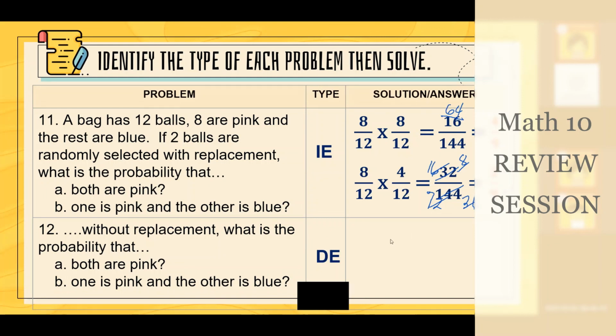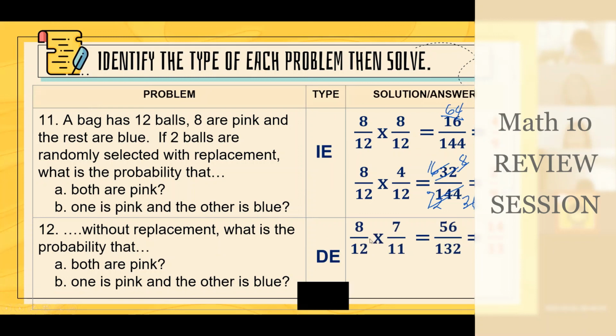Sige, Diana, letter A, what is your answer? Oops, si Teresa. Diana, letter A, what is your answer? Without replacement. So both are pink. The second is affected. Okay, Andrea. 8 over 12 times 7 over 11. Okay, equals, very good, 14 over 33.